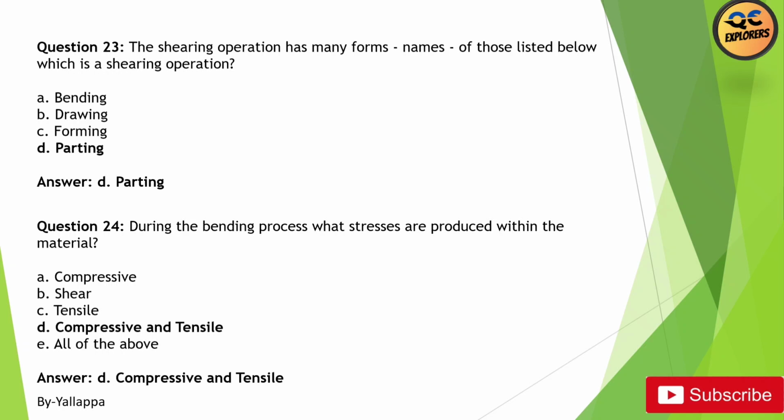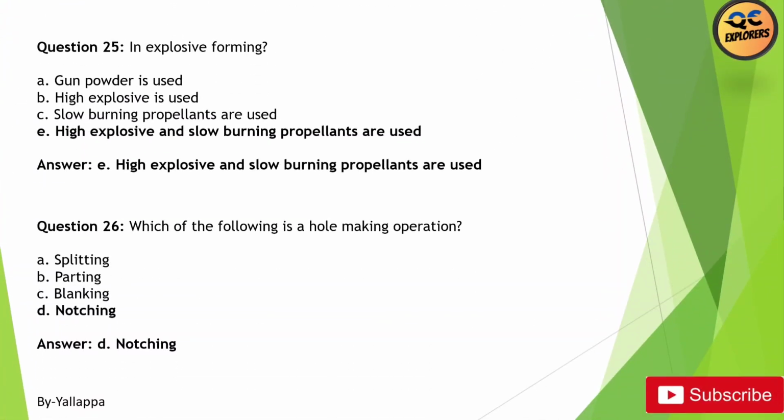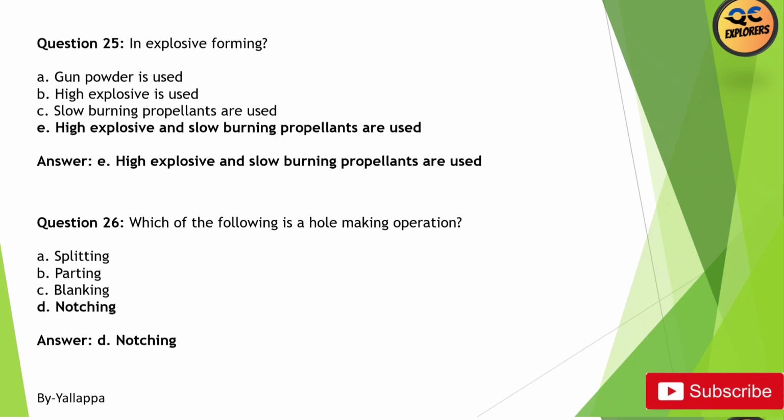Question 24 asks, during the bending process, what stresses are produced within the material? The stresses are D. Compressive and tensile. In question 25, regarding explosive forming, the answer is E. High explosive and slow burning propellants are used. Question 26 asks, which of the following is a hole-making operation? The answer is D. Notching.